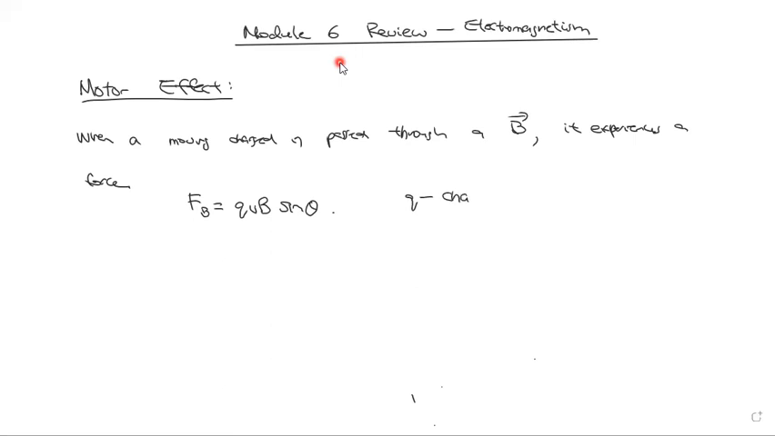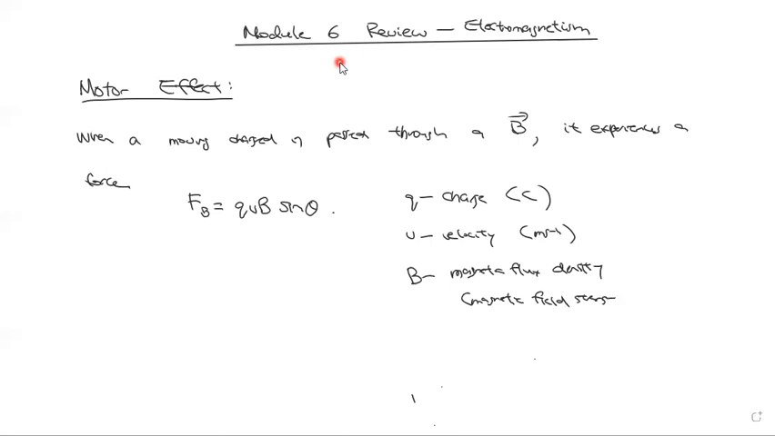is the charge of the particle in coulombs, V is the velocity in meters per second, B is the magnetic flux density, which you can think of as the magnetic field strength, in Tesla. And theta, importantly, is the angle between the velocity of the particle and the magnetic field.